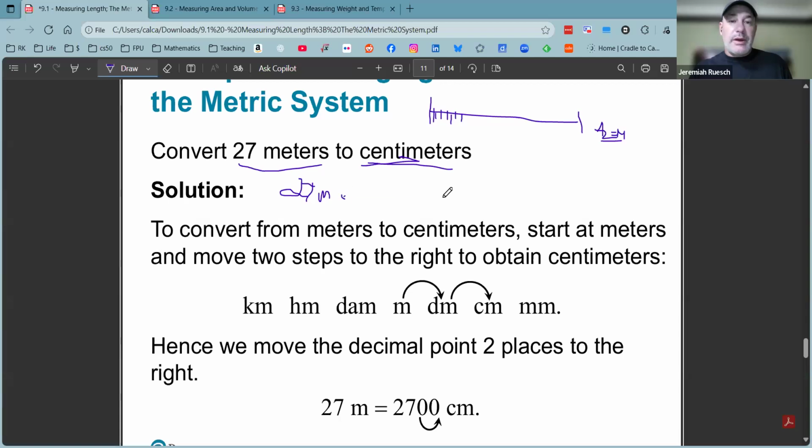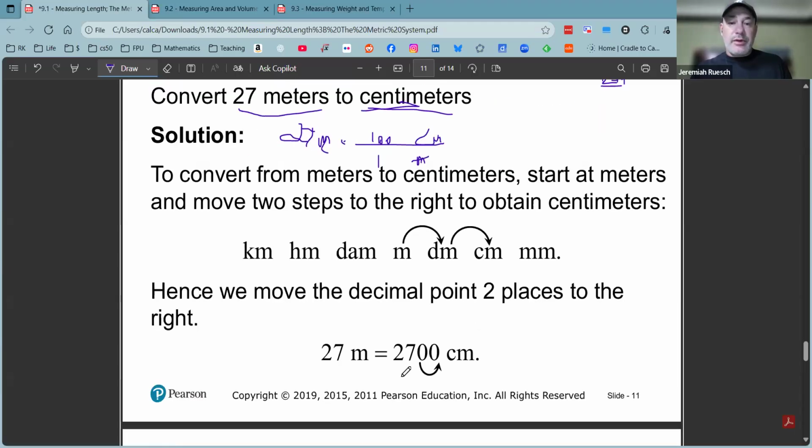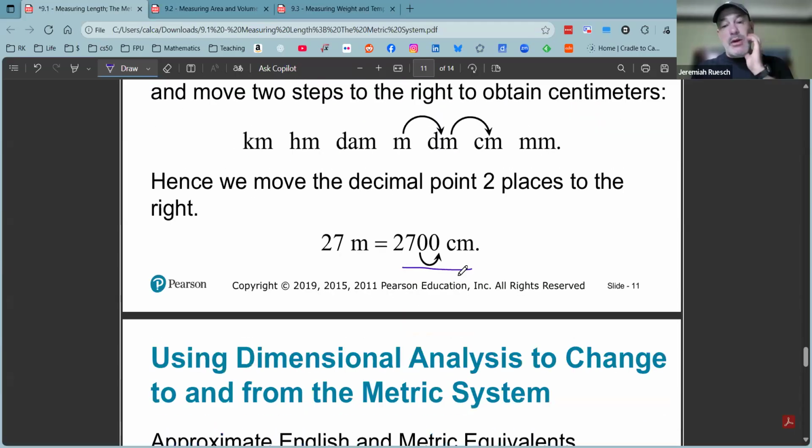I'm going to multiply this by, I want centimeters. I want to get rid of meters, and so there are 100 centimeters for every 1 meter. And so again, this is why we end up multiplying. The meters cancel, 27 times 100 gives us then, of course, the result of 2,700 centimeters.